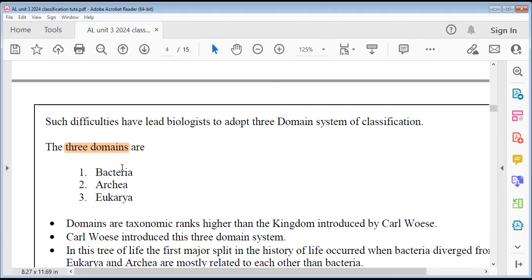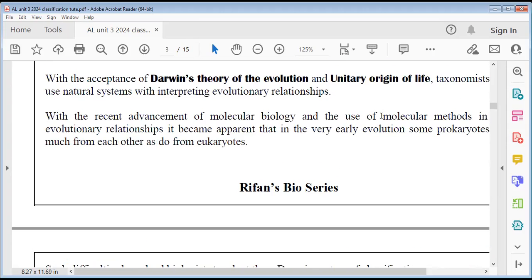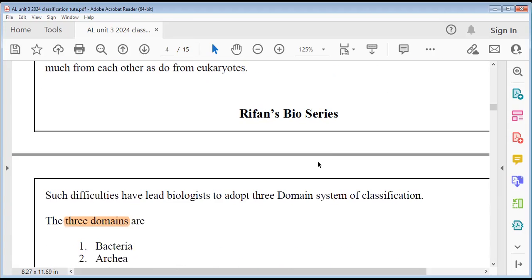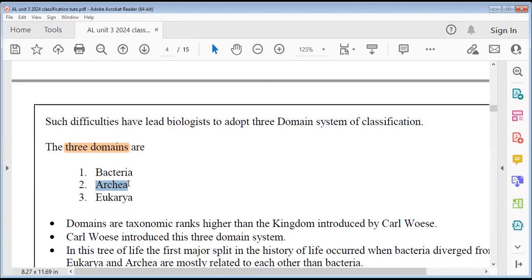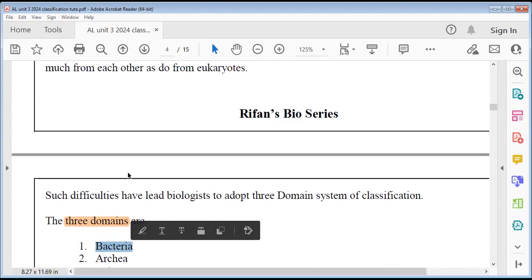In his classification, he went deep to which level? Molecular biological methods. He is a microbiologist, and his main concern was prokaryotes. When he deeply studied their DNA, RNA, proteins, like molecular concepts, he noticed there is a separate domain called Archaea, which is totally different from Bacteria.